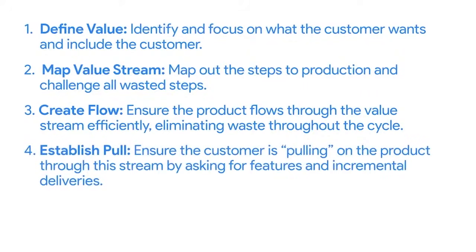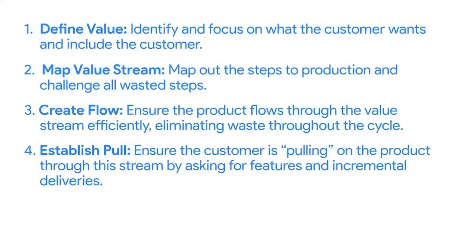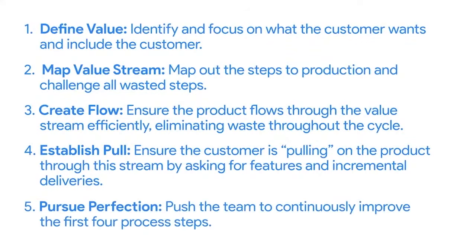Establish pull. Think of asking someone to pull something off the shelf. You want to make sure the customer is pulling on the product or asking for it throughout the value stream. They might pull or ask for features and incremental deliveries. The idea is to make your process as smooth as possible so that the customer can pull on the product at any time, and you'll be able to present what you've been working on or add a feature request. Finally, there's pursue perfection. This means pushing your team to continuously improve the first 4 process steps.